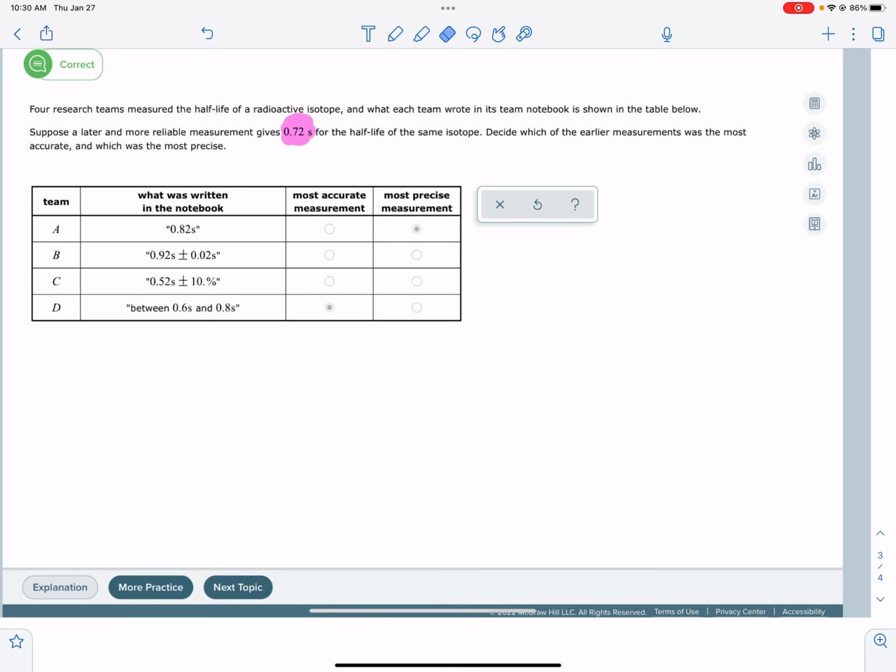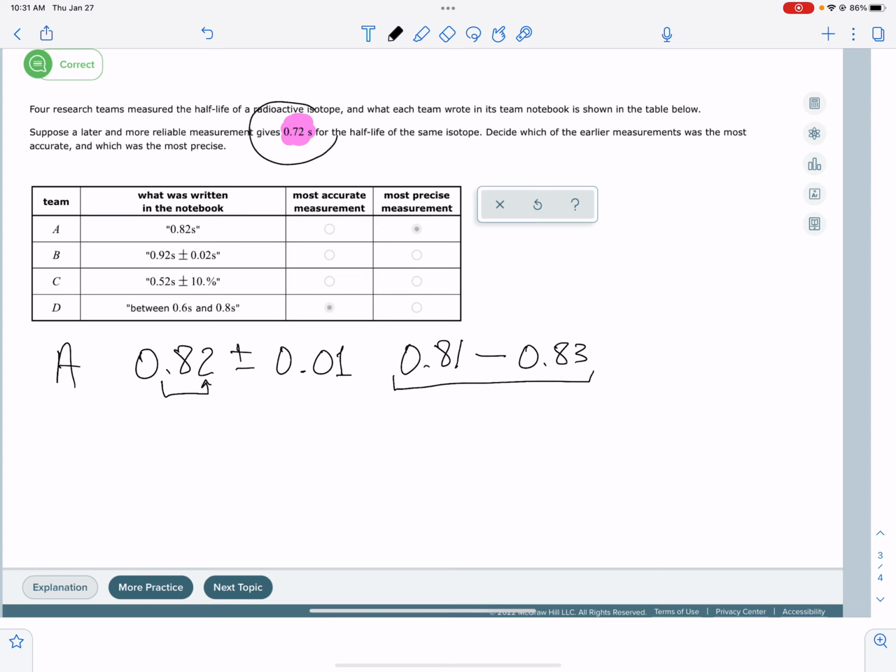So the first one is 0.82. Since it doesn't give us a plus or minus, it's going to be based on the last digit. So plus or minus 0.01. And it's always a 1 on the last position. So this number is going to go from 0.81 to 0.83, right? 0.82 minus 0.01, 0.82 plus 0.01. So our 0.72 is not in there. So most likely this one is not the most accurate.